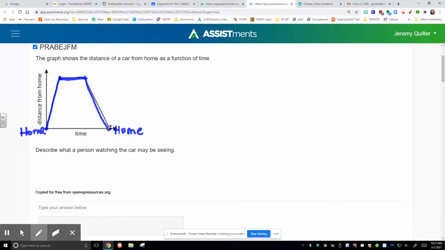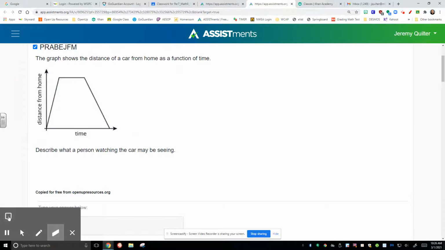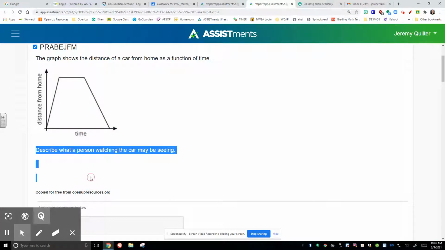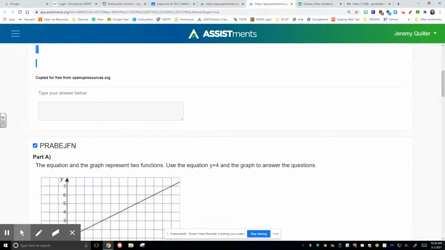So describe what a person watching the car might see, what's going on. That's not the only scenario. It could have been they drove somewhere, parked, and then drove back. There's a lot of different options for that one. But it has to be accurate, or else it's not going to count.